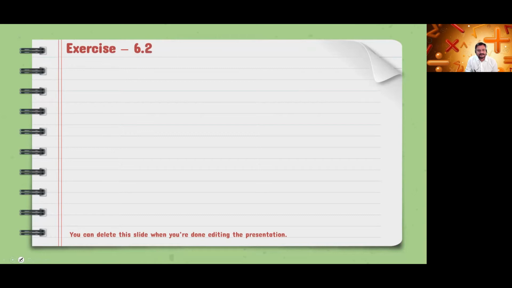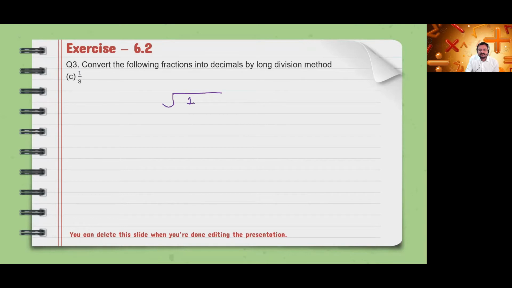Next one. Okay, 1 by 8. Again, the process will be same. We have to divide 1 by 8. So we cannot divide it. So 0.0. Now 8 ones is 8.